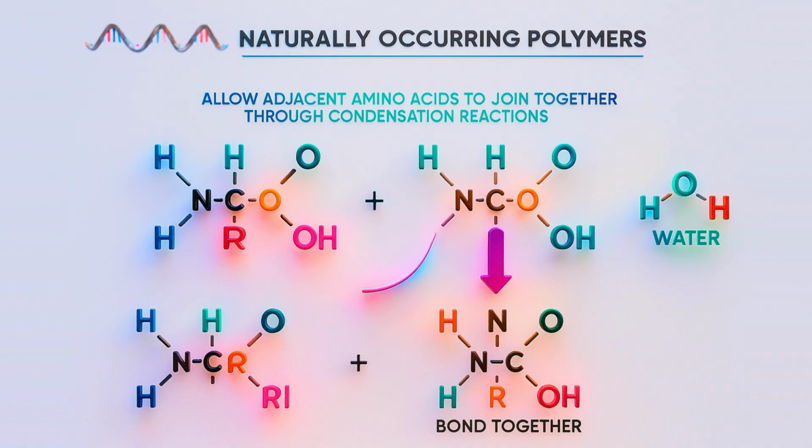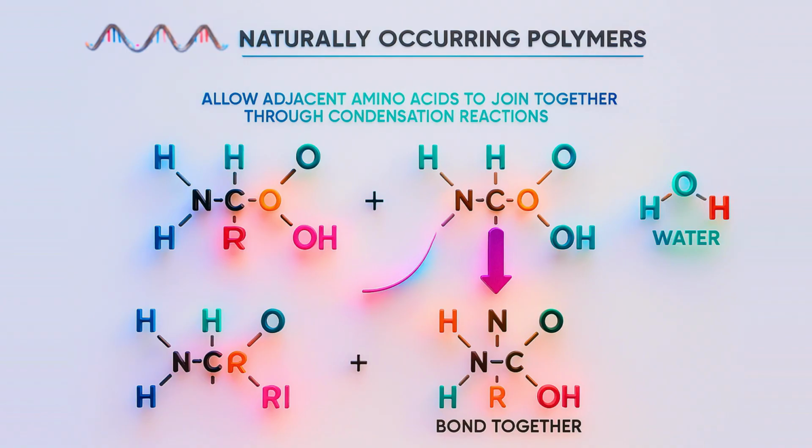What remains allows the carbon atom from one amino acid to bond directly with the nitrogen atom of the next, forming a strong link. This bond is known by several names. You may hear it called an amide bond, an amide link, or more commonly in biology, a peptide bond.